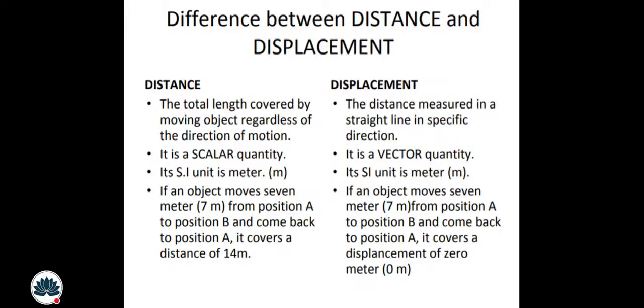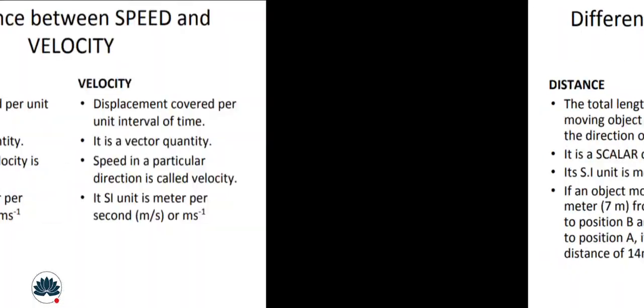You are required to learn the SI units in physics, O Levels. If an object moves 7 meter from position A to position B and comes back to position A, it covers a displacement of 0 meters. It means that it went in one direction and came back to the same position. There is no need to sum up because the final position is A, and what was the initial position? Position A. It means that the displacement is 0 meter.